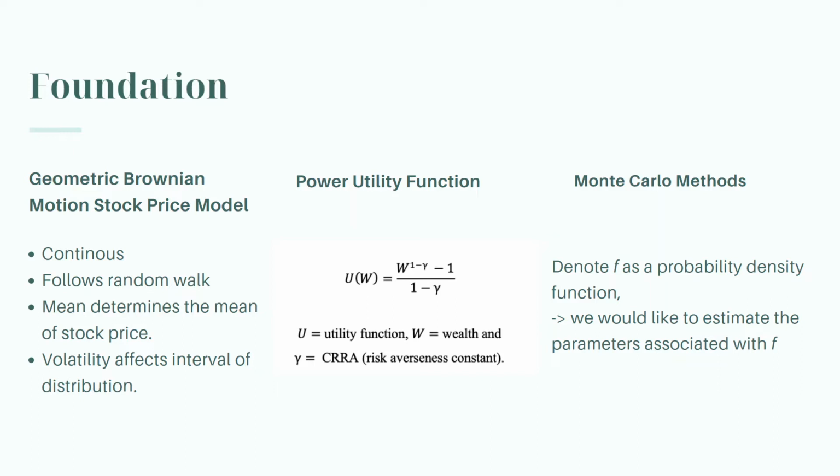Secondly, we will assume the investor's utility will follow the power utility function. Utility function is a measure of satisfaction and preference for a certain choice and tries to make a numerical value comparison between the preference of an individual towards the choice. Thirdly, we have Monte Carlo methods, which is also one of the most frequently used simulation methods to estimate parameters.